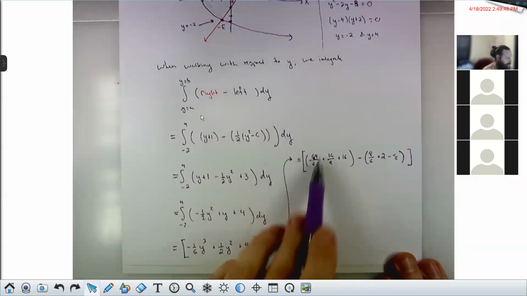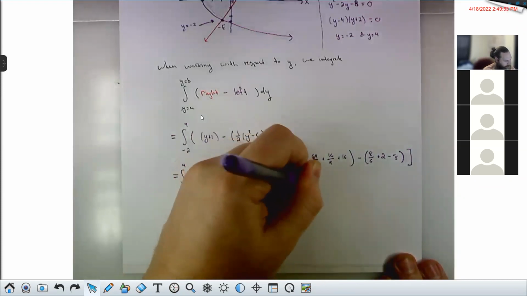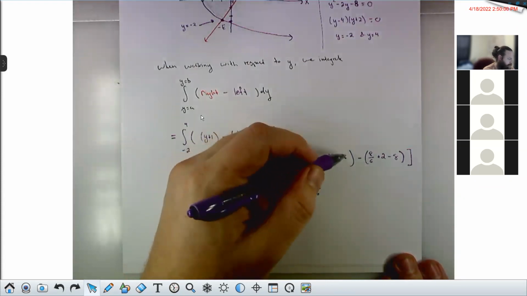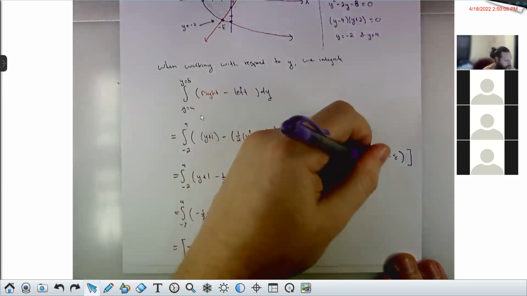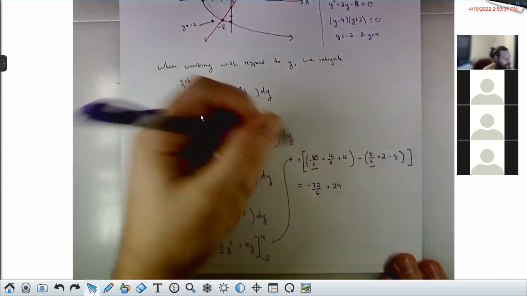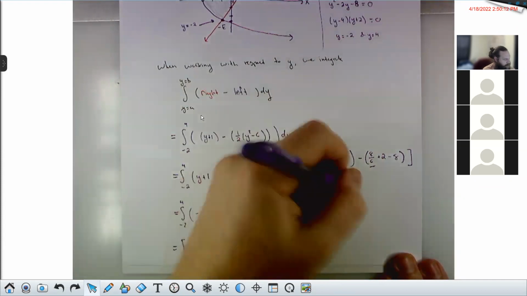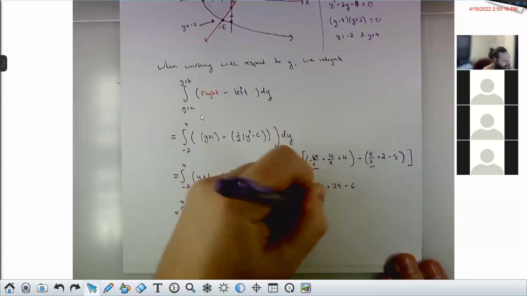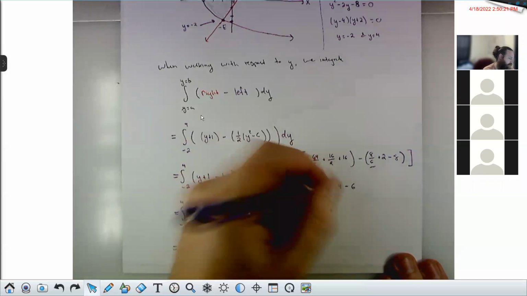So I've got negative 64/6 minus 8/6. That's negative 72 over 6. 16/2 is 8. 8 plus 16 is 24. And I grouped this with this, so they're done. And then I've got plus 2 minus 8, that is minus 6. So that's negative 72/6 plus 24 minus 6 is 18.